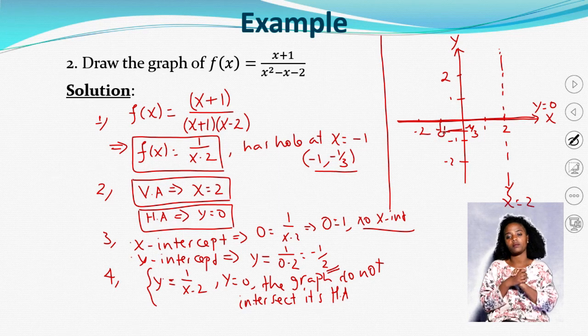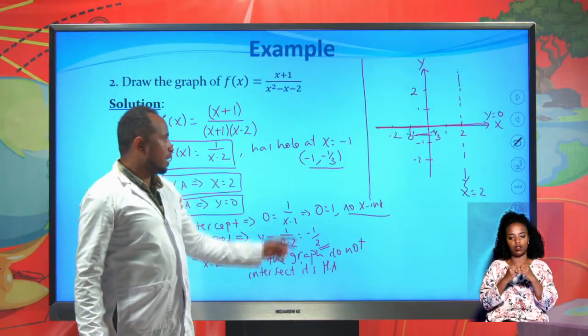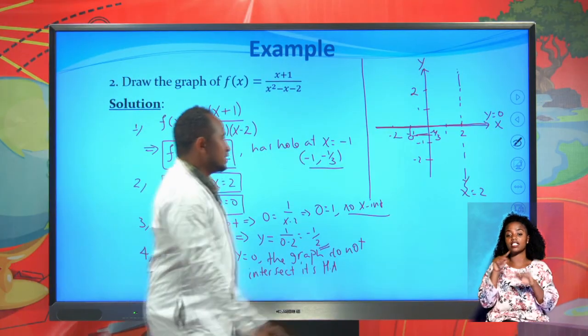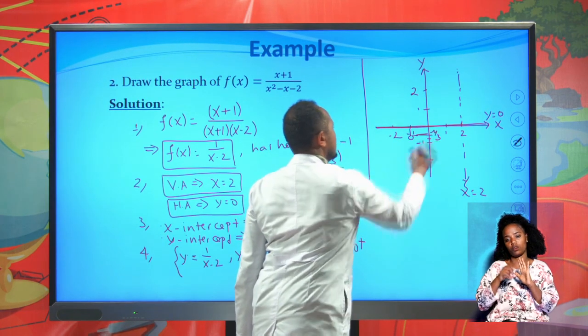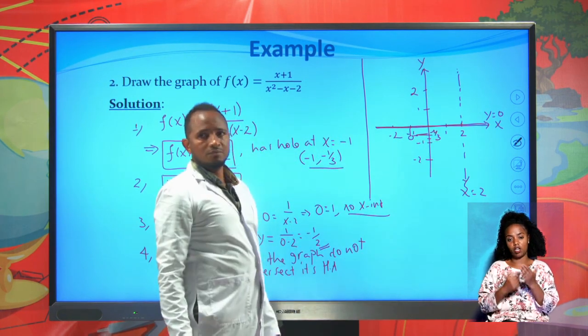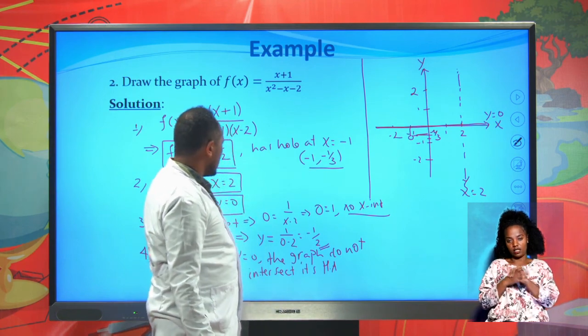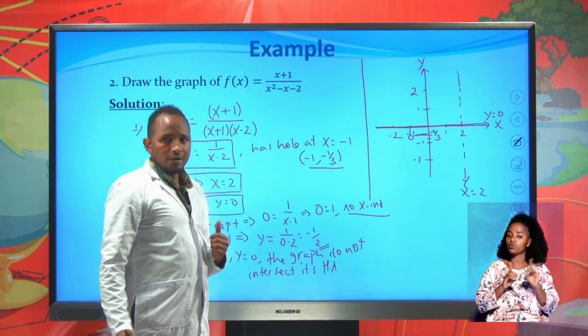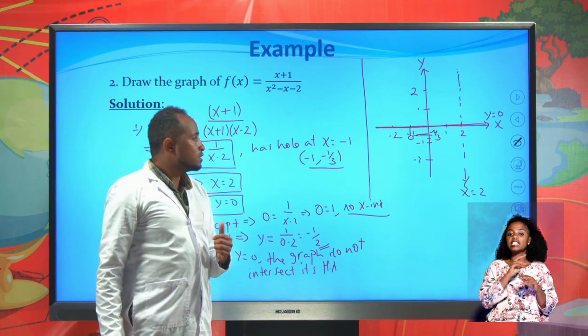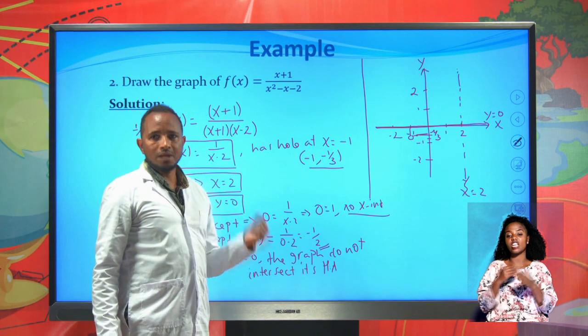Now, the intercept. It has a y intercept at negative 1 over 2. So assume negative 1 over 2 is here, below negative 1 over 3. After this, what you do is see the behavior of this function near 2 from the right and from the left.